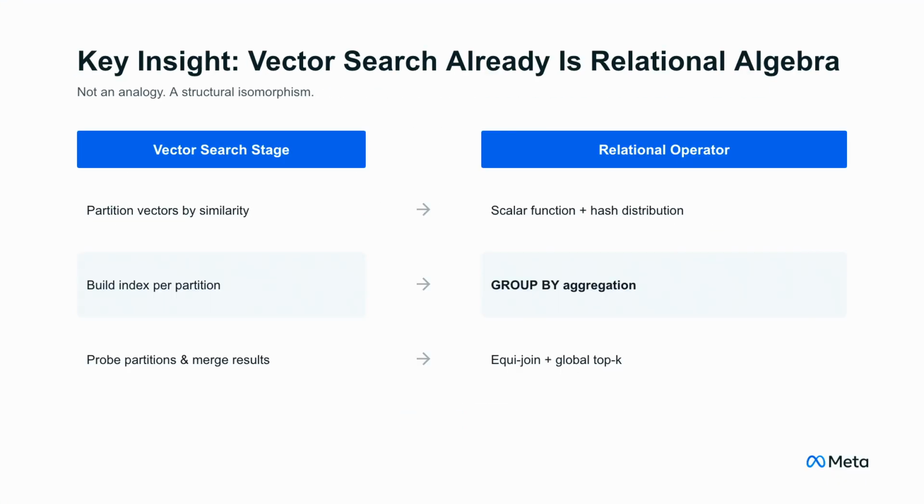So this is the slide I'm most excited to talk about. What we discovered is that vector search is actually a relational workload hiding in plain sight. If you want to partition your vector space by similarity, it boils down to a scalar function, right, with a codebook. And if you want to build an index per partition, right, that's a group by, followed by aggregation. If you want to search inside a partition, right, it's an equi-join with a global top K.